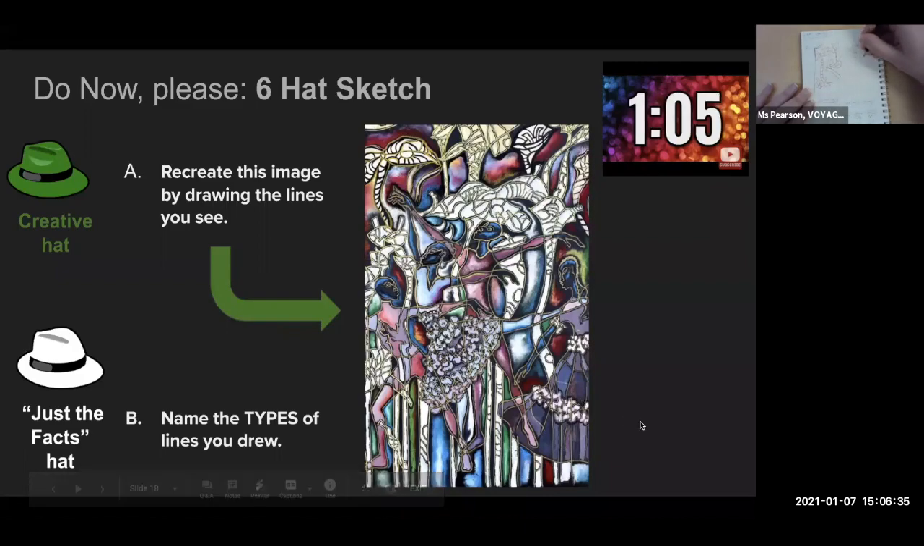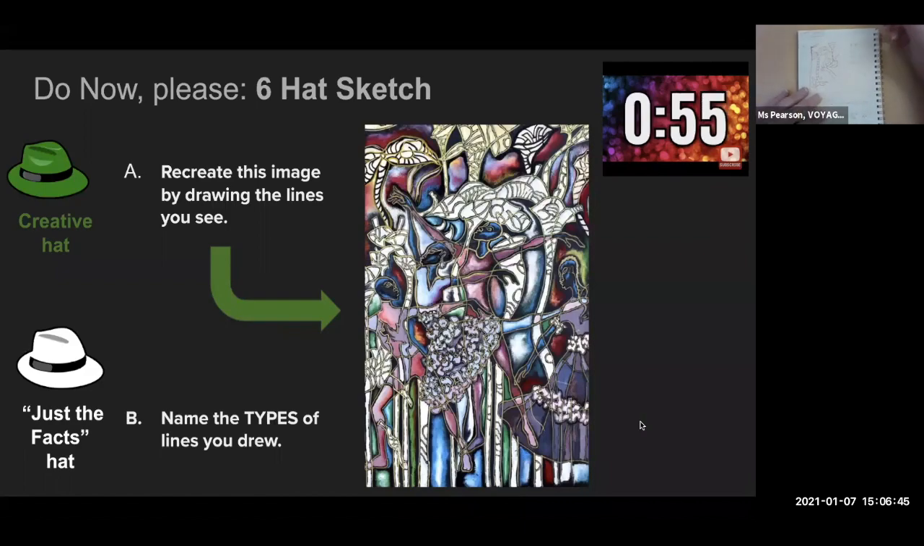Part B is where you put on your white thinking hat, which is just the facts, and name the types of lines you drew. If you were listening carefully, Miss Crum and I were actually listing off some of those lines. So do the best you can. Maybe you can make up some lines. Think about what lines were used. I definitely heard curved.